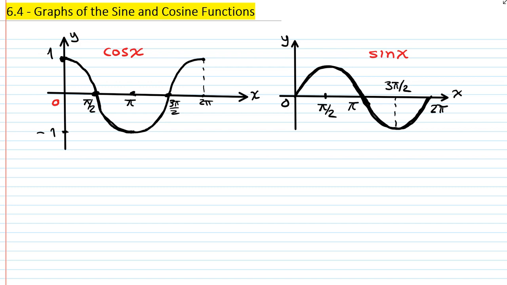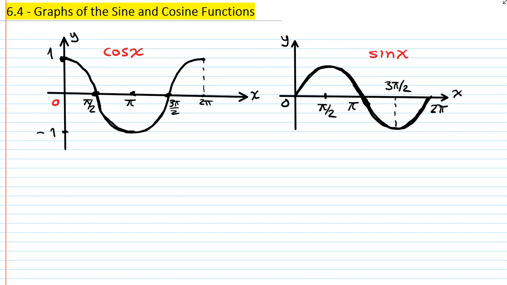For the graph of sine, the key points that we plot are 0, pi over 2, pi, 3 pi over 2, and 2 pi. At pi over 2 and 3 pi over 2, we're going to see the peak and the valley of the graph. And for the others, we're going to look at the x-intercepts or the zeros of the function.